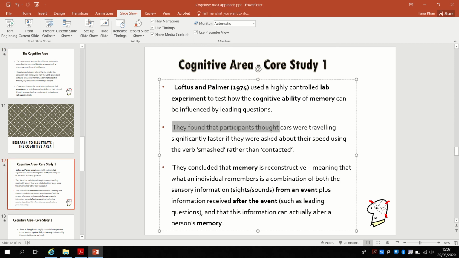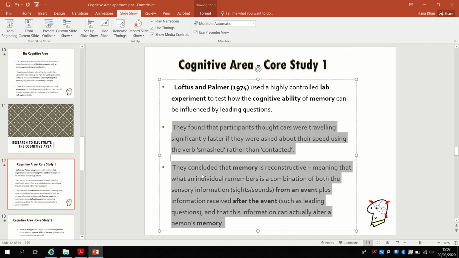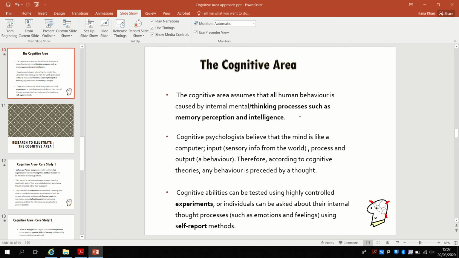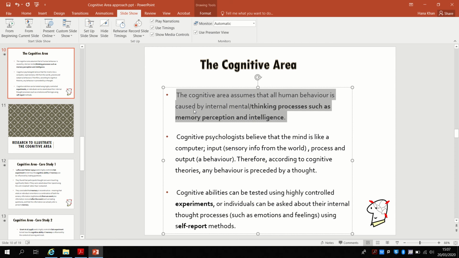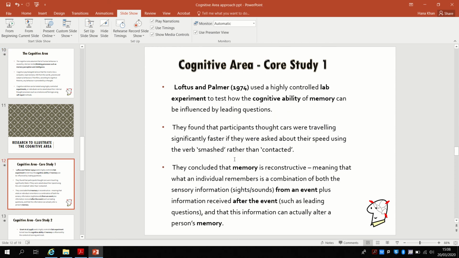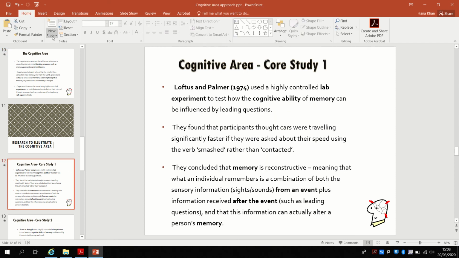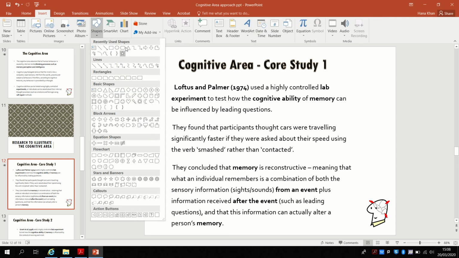We've also got, they found that participants thought cars were travelling significantly faster if they were asked about the speed using the verb smashed rather than contacted. They concluded that memory is reconstructive, meaning that one individual remembers a combination of both sensory information, such as sights and sounds, from an event, plus information received after an event, such as leading questions, that can actually alter a person's memory. Now, all of this, so this information about Loftus and Palmer's study, links to this idea that all human behavior is caused by internal mental thinking processes. So if you were to talk about how Loftus and Palmer's study links to the cognitive approach, this is the way that you would do it.